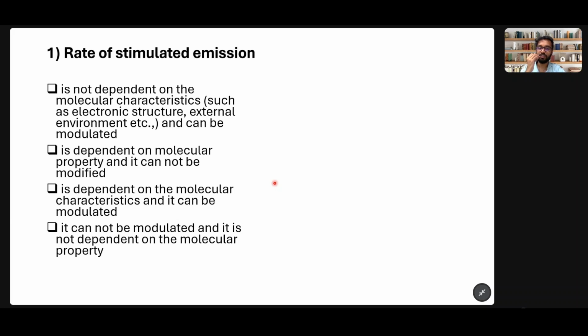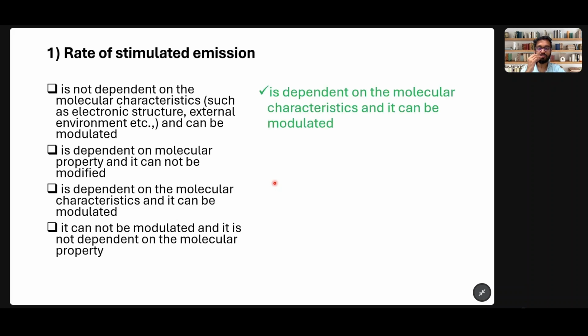So stimulated emission, we know that it's dependent on molecular characteristics, and stimulated emission can also be modulated. That's why we have the quantum mechanical operator involving the energy state ek. So the correct option is option C. Stimulated emission is dependent on the molecular characteristics and it can be modulated.